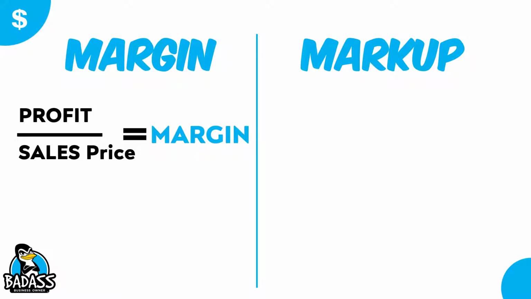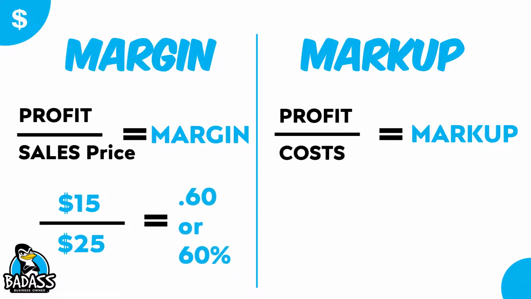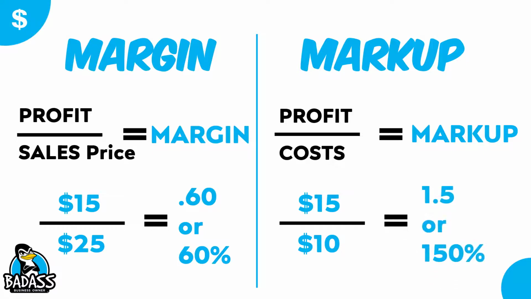First up, under margin, it's the profit divided by the sales price. That's what gives you your margin. Profit divided by sales price equals margin. Under markup, it's profit divided by the costs, and that gives you the markup. Now let's take an example using our numbers. The $15 of profit we had on our item divided by the sales price of $25 tells us our margin is 0.60 or 60%. Over on the markup side, we take the profit of $15 divided by the costs of $10, and it tells us our markup is 1.5 or 150%.